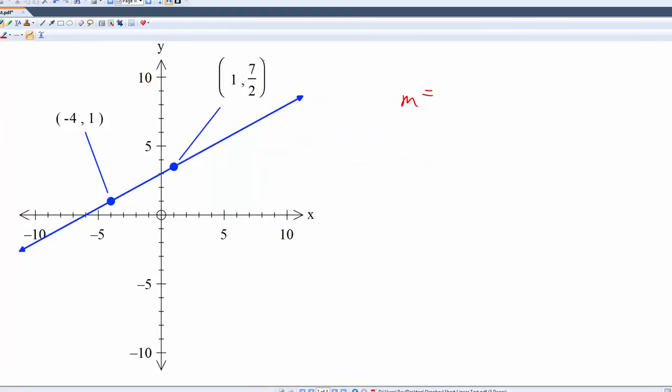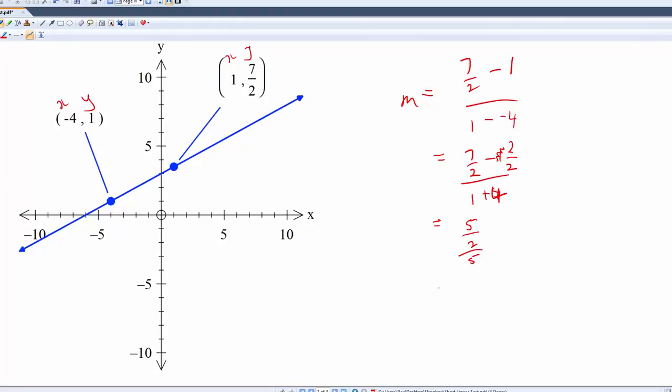Alright, so we've got x, y, x, y. Okay, and we're going to do 7 on 2 subtract 1 all over, what are we doing? 1 subtract -4. Alright, that's 7 on 2, take 1 over 1 plus 4. Now this one here, what I tend to do with fractions is I get the common denominator quite easily here, because 1 can be rewritten as 2 on 2. So that's just 5 on 2 over 5.